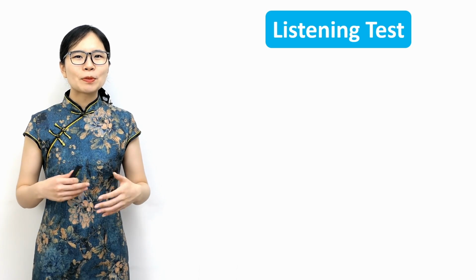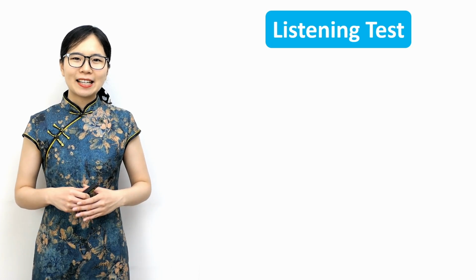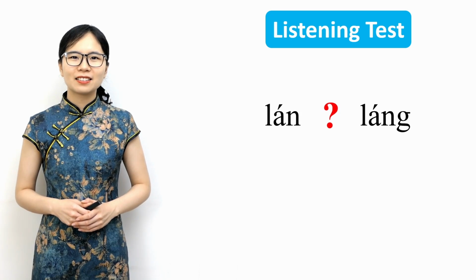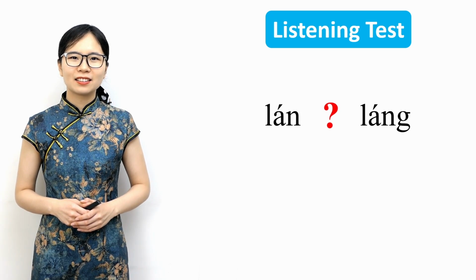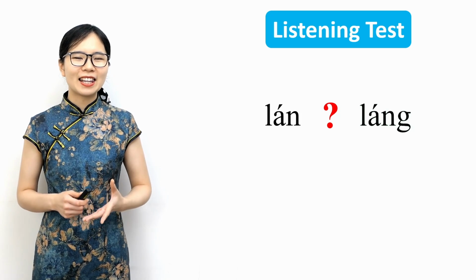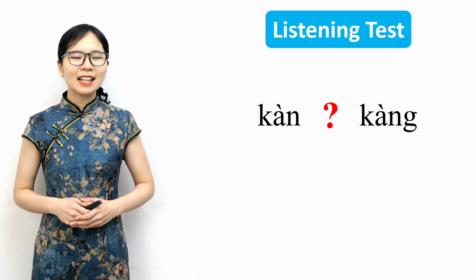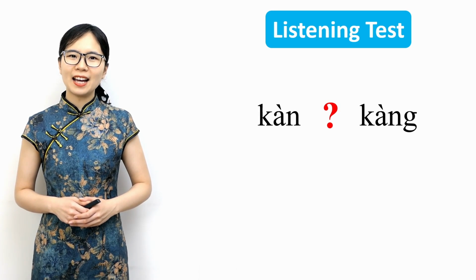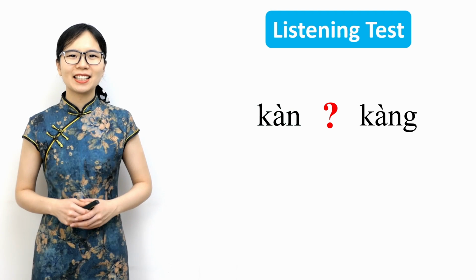Okay, now let's have a listening test. I'm going to pronounce some words in Pinyin that have the same initial but different finals that we learned in this lesson. Please listen carefully and choose which word I'm pronouncing. 狼. That's right, 狼. 看. Correct, 看.